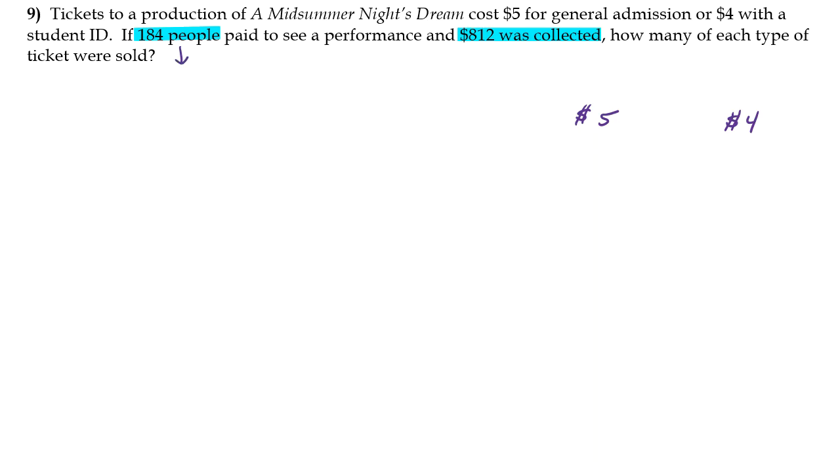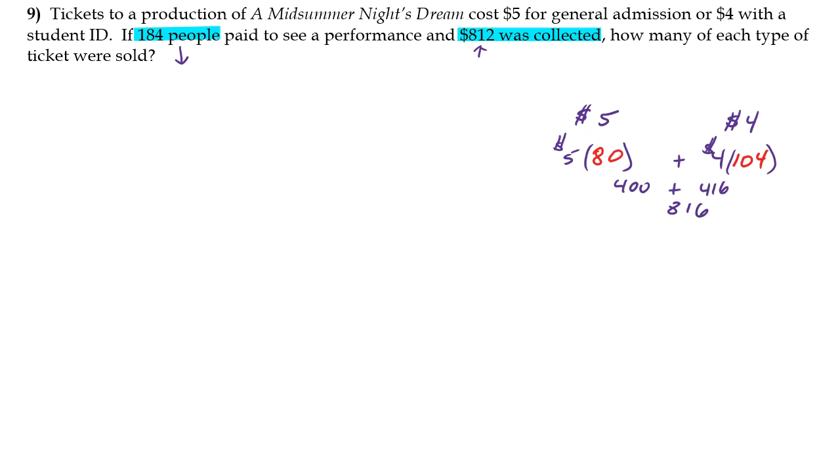So let's just guess, right? There's 184 people. Let's guess that 80 people bought the $5 ticket, and then 104 people got the student ID. So that has to add to 184, right? Which it does. Then we can check to see how much money was collected. If I take $5 times this plus $4 times this, how much does that come out to be? Let's see, that's 400, that's 416, that's $816.